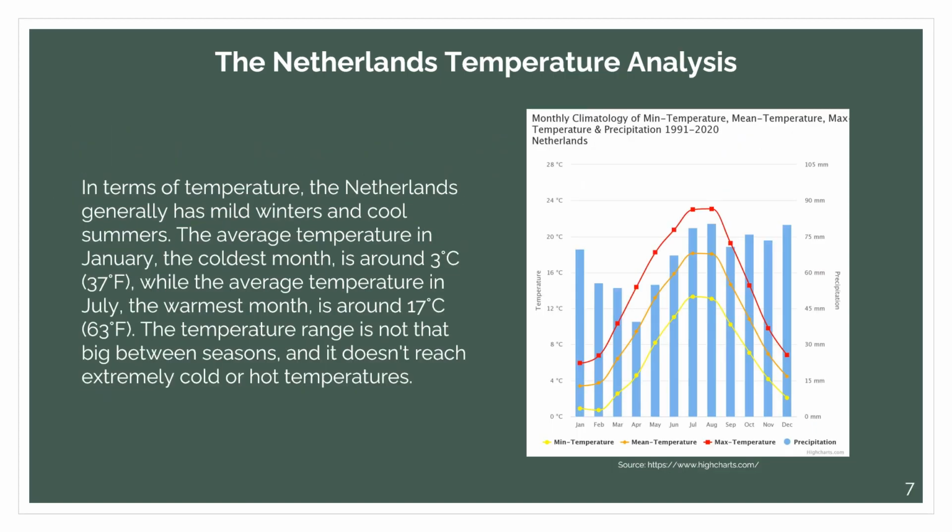Netherlands temperature analysis. In terms of temperature, the Netherlands generally has mild winters and cool summers. The average temperature in January, the coldest month, is around 3 degrees Celsius, while the average temperature in July, the warmest month, is around 17 degrees Celsius. The temperature range is not that big between seasons, and it doesn't reach extremely cold or hot temperatures.